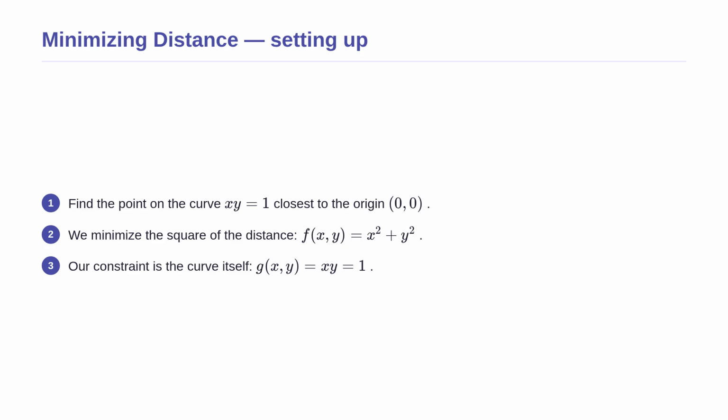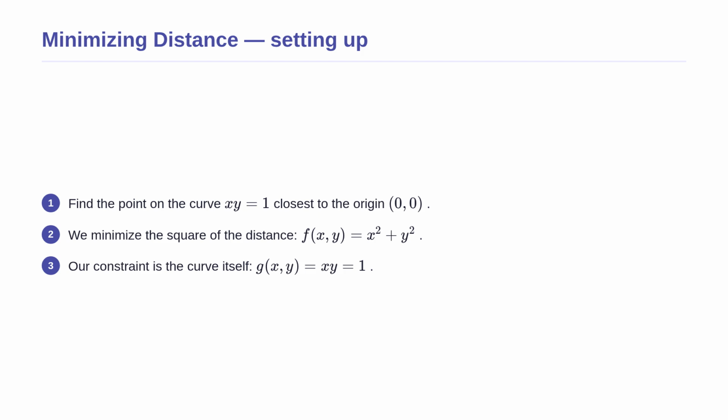Imagine a hyperbola defined by the equation x times y equals 1. We want to find the exact points on this curve that are closest to the origin. To make the math easier, instead of minimizing the square root distance, we will minimize the square of the distance. So our main function f is x squared plus y squared. Our constraint function g is x times y, and our constant k is 1.